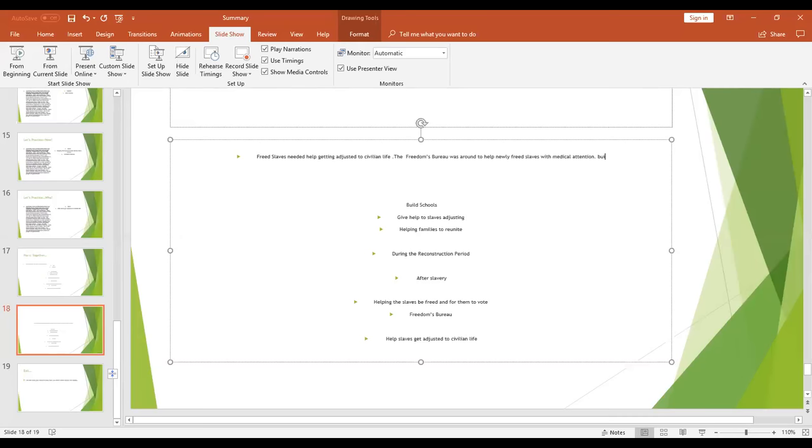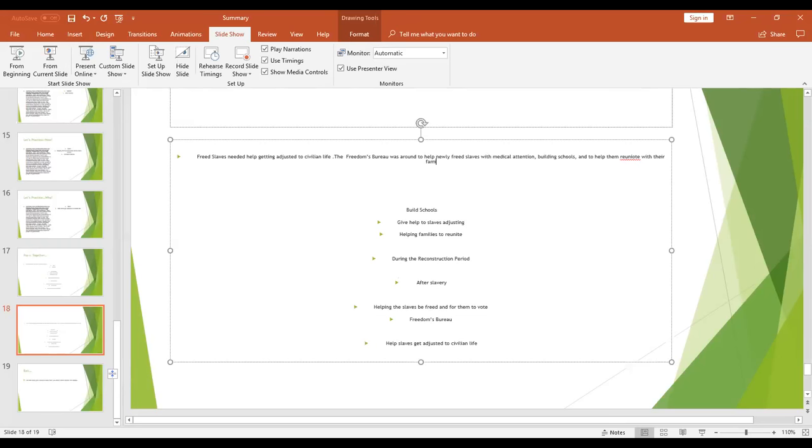Building schools, and to help them reunite with their families. So we got these three: build schools, help them adjust. Okay.